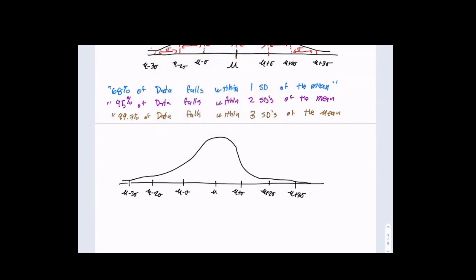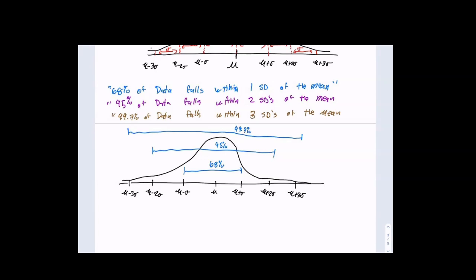And I expect to see 68% within 1 standard deviation, 95% within 2 standard deviations, and 99.7% within 3 standard deviations.